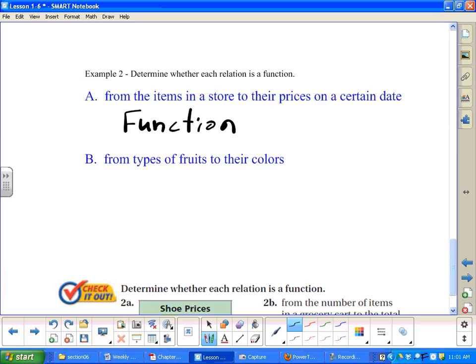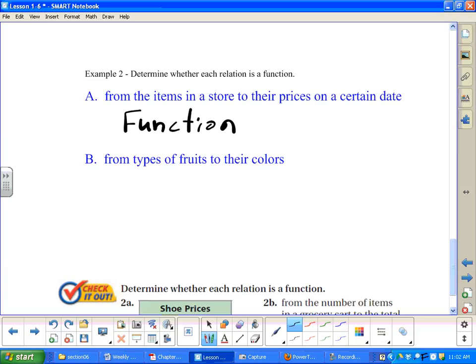And the reason is because any item in a store is going to have its own price. It's not going to have more than one price. So I'm thinking about, does any specific thing have more than one value on a certain date? Yes, Nolan. What if it changes, like if there's a sale on that day? Now you're getting too technical. That's not usually going to happen.